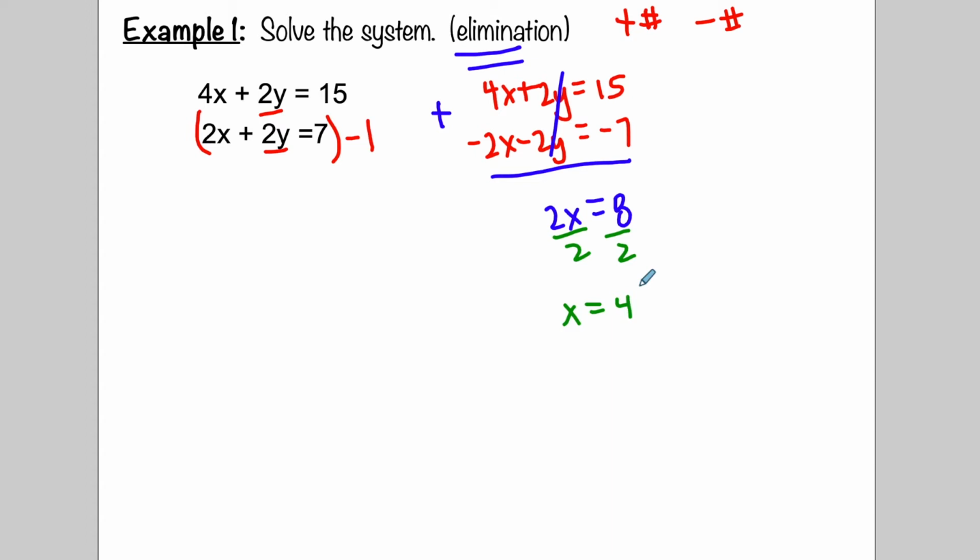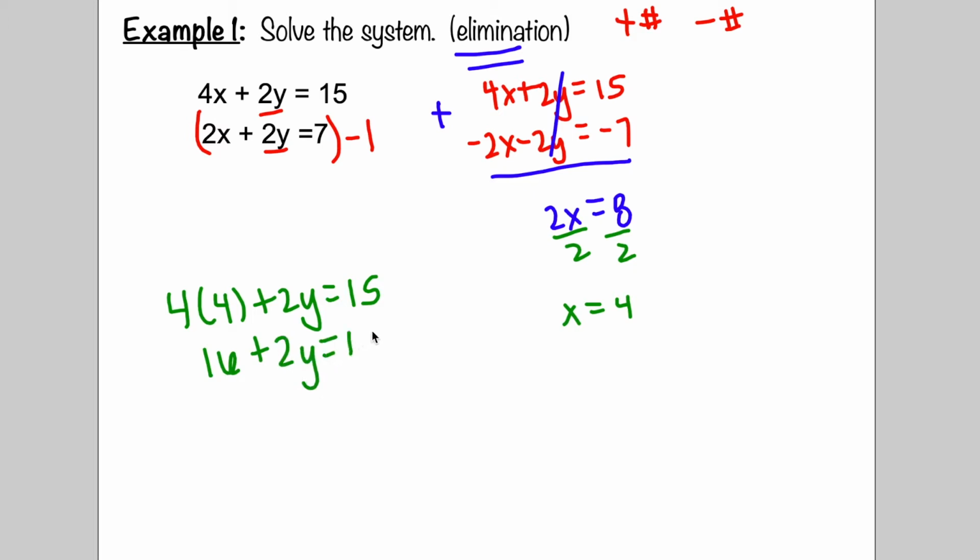Now in order to solve my system, I need to know what x is and y is. So I'm going to take 4 and plug it into either one of these equations. It does not matter which one. I'm going to go ahead and use the top one. So I would have 4 times my x value, which is now 4, plus 2y equals 15. This is 16. I would then subtract 16 from both sides. So I have 15 minus 16, so negative 1. And then when I divide by 2, I get y equals negative 1/2. So my solution for my system of equations is 4 comma negative 1/2.